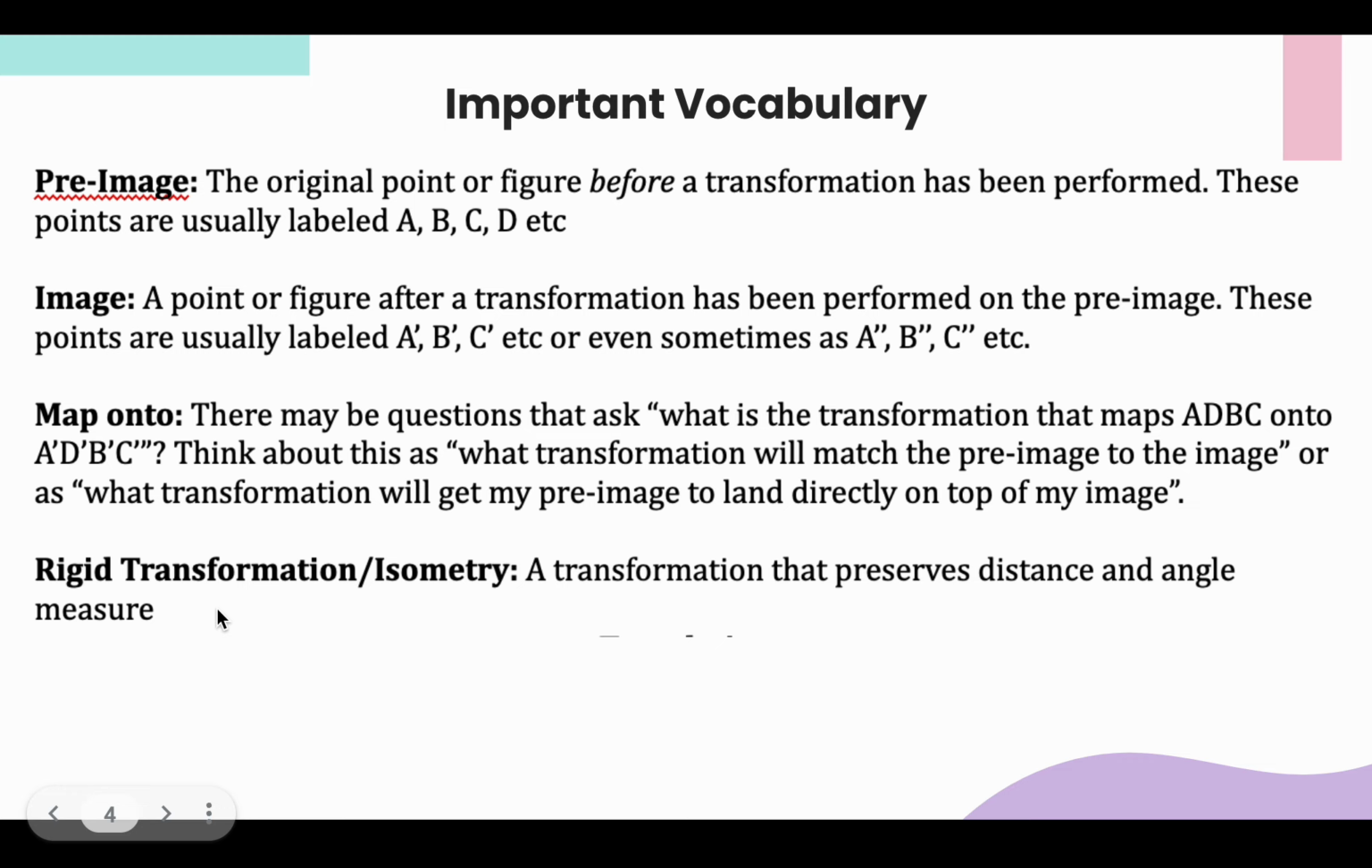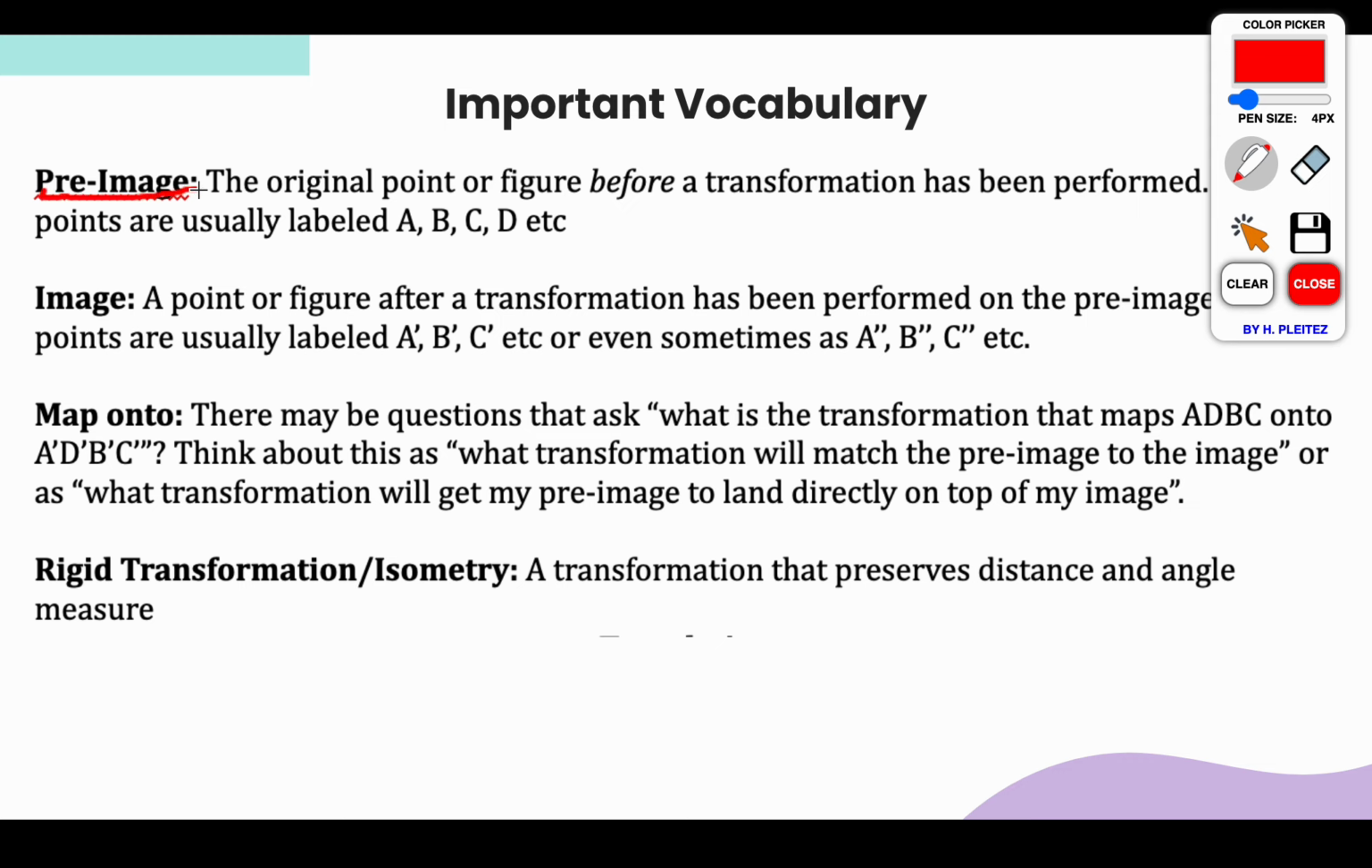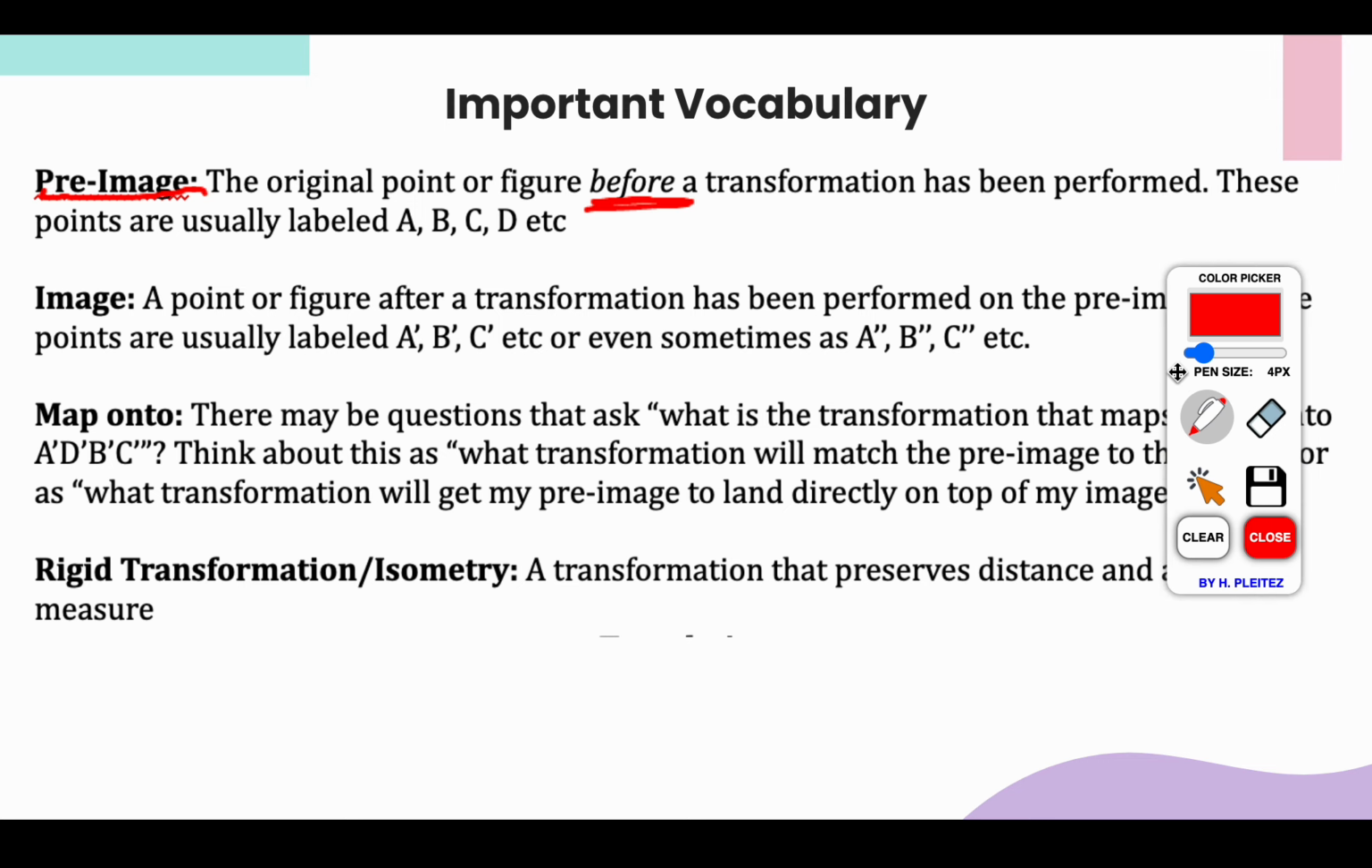So some important vocabulary, the first thing we want to talk about are the words pre-image and image. So the pre-image are the original points of a figure before a transformation has been performed. So these points are usually just labeled. They don't have any primes on them. It's usually just A, B, C, D, etc.